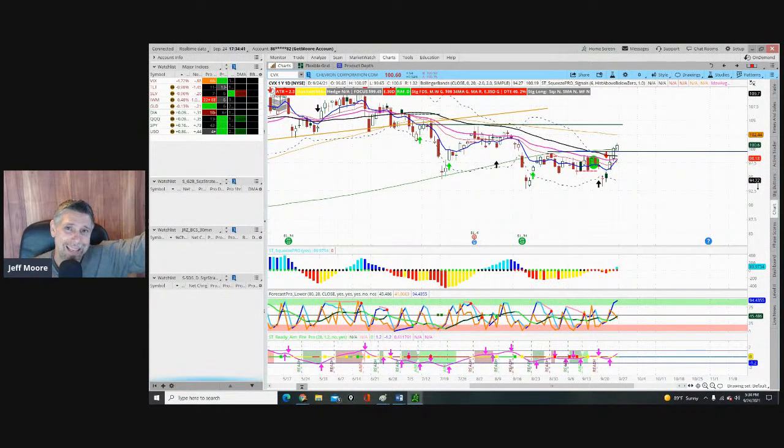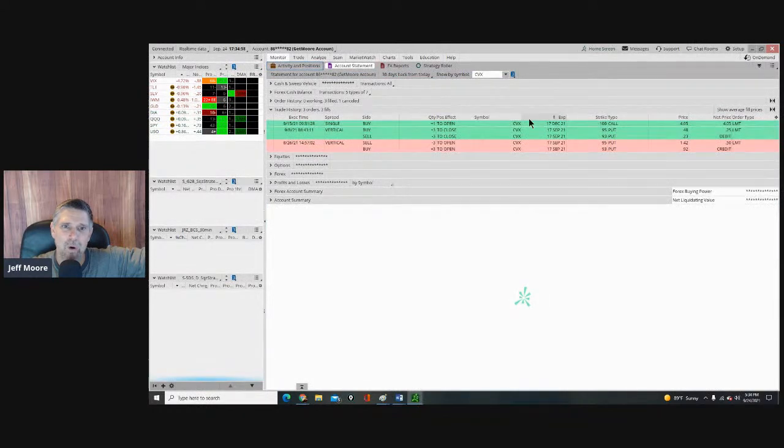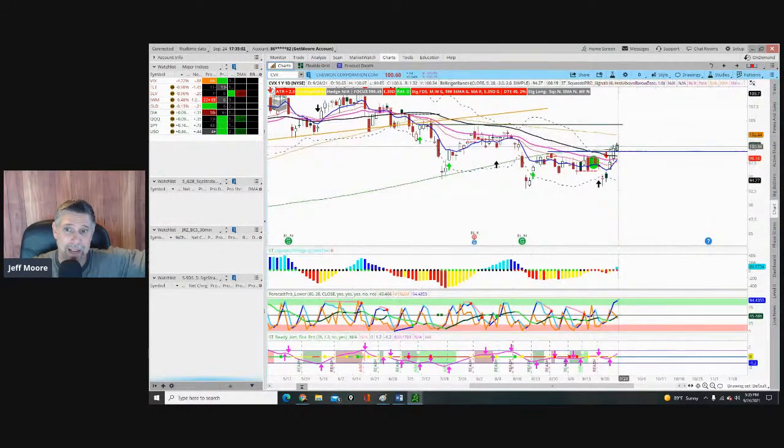So oil was breaking out, and I was anticipating these oil plays breaking out. And it did break out. So I got into Chevron here in front of the breakout because oil had already broken out. And we got in at 405, a trend trade ahead of the breakout.